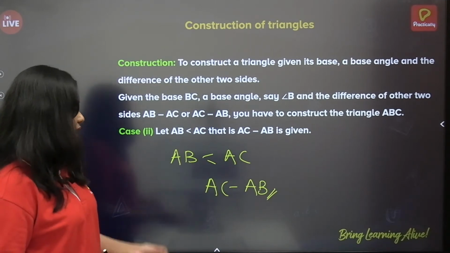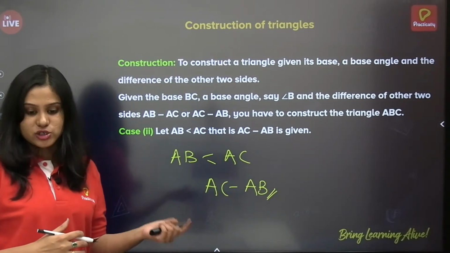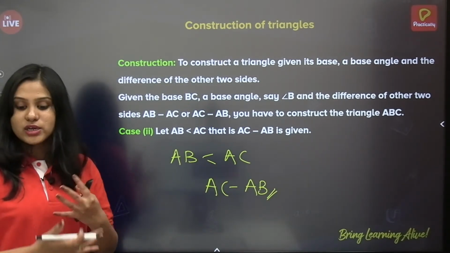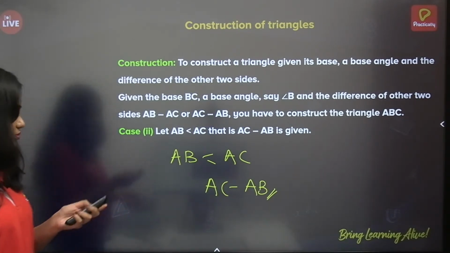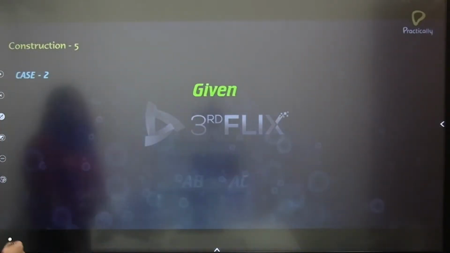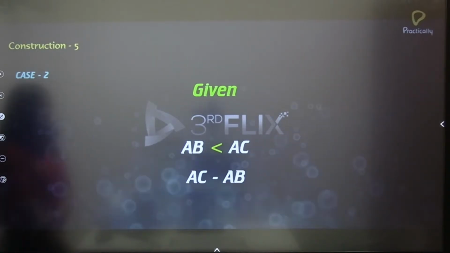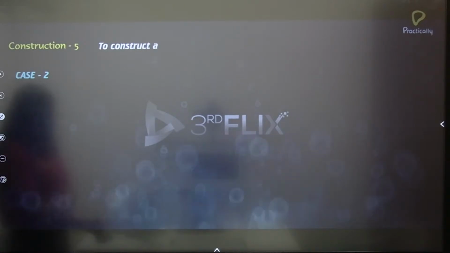Okay. Let us also check. This is the last construction. Then we will be moving into the chapter probability. So yes, Case 2. Given AB is less than AC, AC minus AB is given. Now let us take an example.